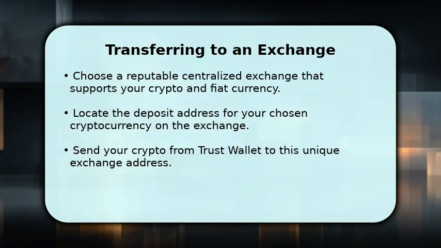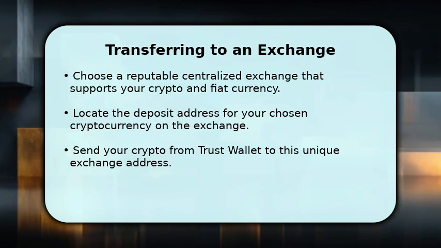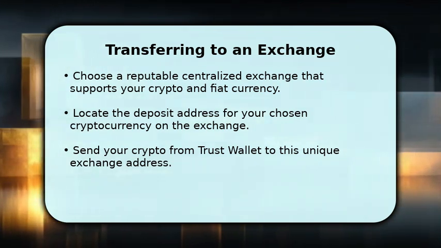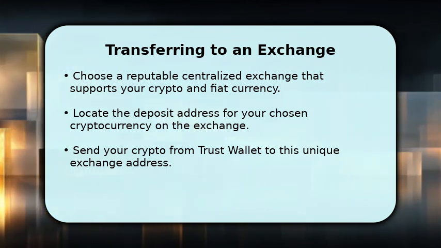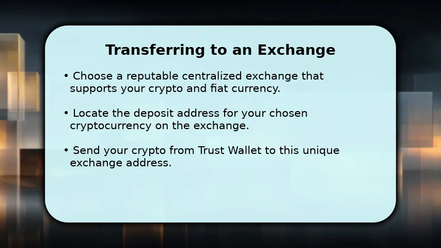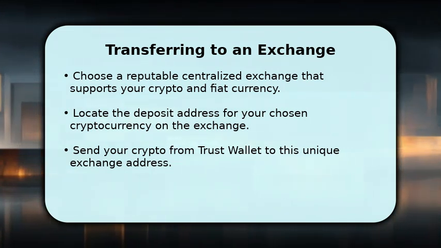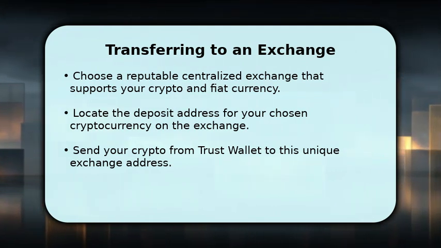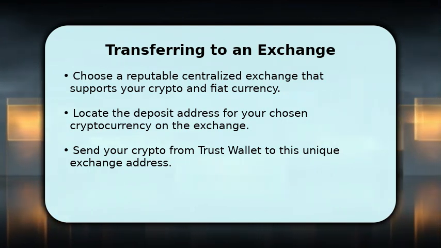First, select a reliable centralized exchange like Binance or Coinbase that supports the specific cryptocurrency you hold and your local fiat currency. Once you've chosen an exchange, log in and find the deposit section for the crypto you wish to transfer. You'll get a unique wallet address. Carefully copy this address, then go to your Trust Wallet, select the cryptocurrency, tap Send, and paste the address. Double-check all details before confirming the transfer.